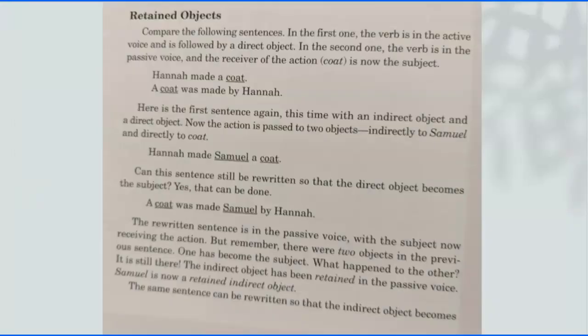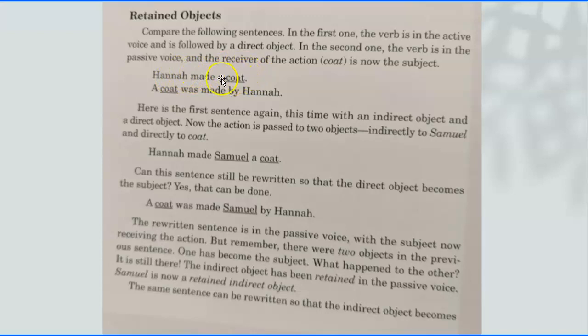Okay, the new concept that I wanted to talk about is the retained object. Now, we could argue about that object and whether it is truly an indirect object or whether it becomes an object of the preposition. So let's take a look at what I'm talking about here. It shows us a progression on page 332. So if you want to take a look at your book, it starts off with Hannah made a coat.